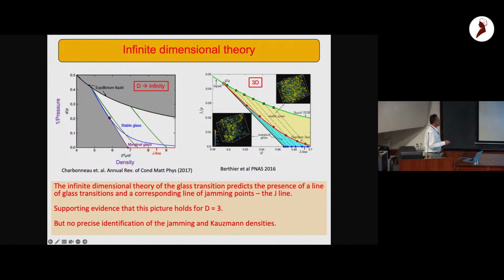Okay, so there is some supporting evidence for this kind of a picture from three-dimensional simulations, but the particular simulations that I'm mentioning here do not make any attempt to precisely identify where the jamming and the Kauzmann densities are. Okay. By the way, from now on, when I say jamming density, I mean the lowest jamming density, or the J point, as some people have called it. Okay. So there is a range.